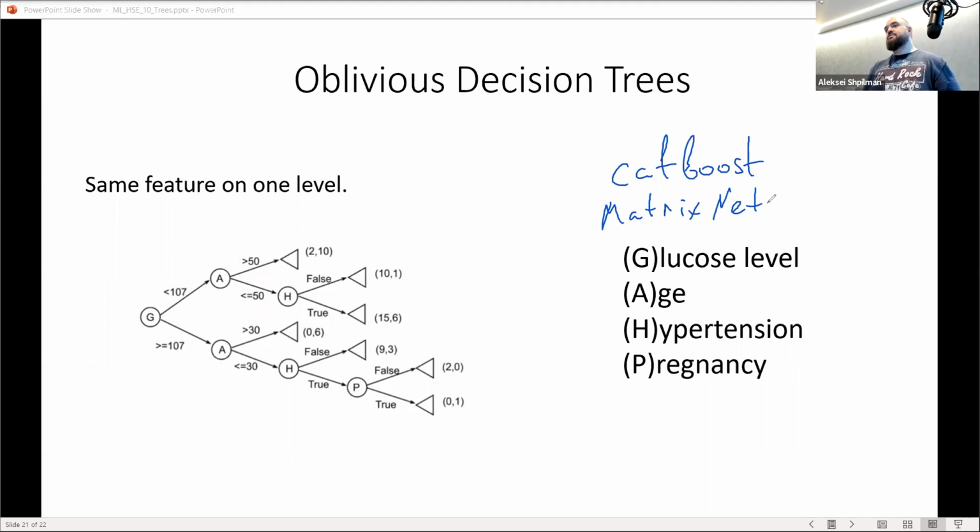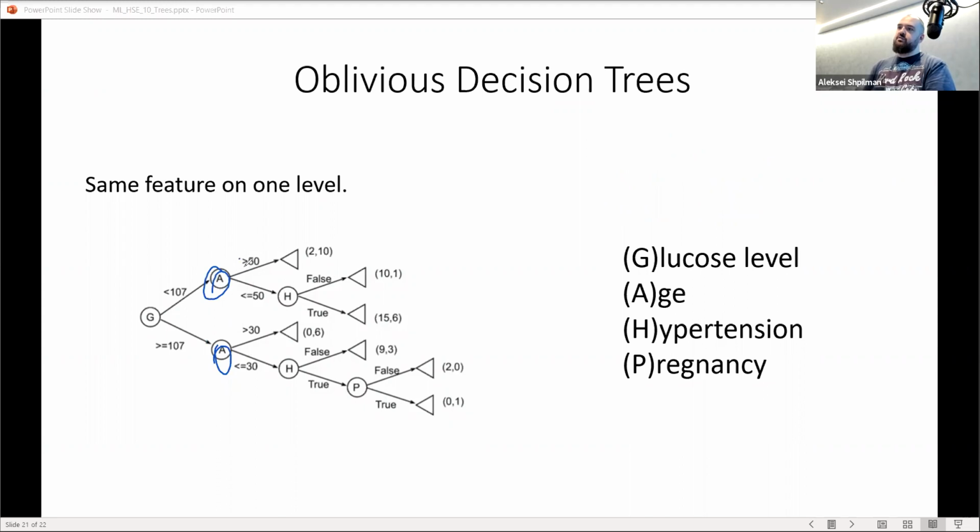The oblivious decision tree used in Yandex, which is the company and author of MatrixNet and CatBoost, was even more oblivious. It not only had the same feature, but it also had to have the same rule. So here, for example, I have the same feature here and here, but the rules are different. Here it says it's more than 50, and here it says it's more than 30. Different rules. What Yandex did is they said the rules are the same.